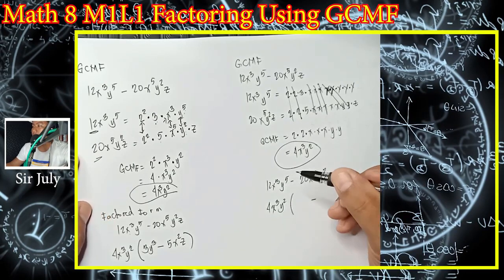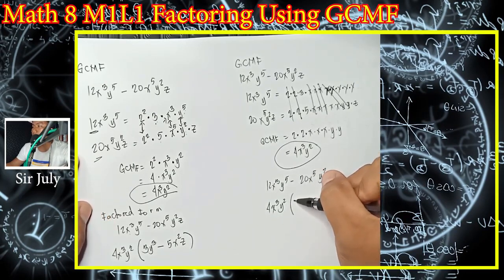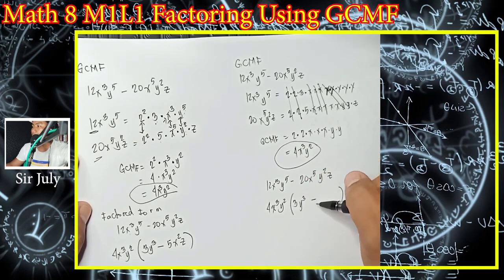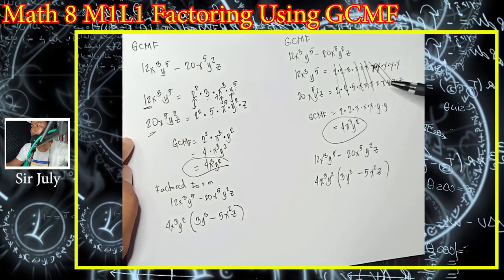May minus sa gitna kasi minus yan. Kung plus yan siyempre automatic plus. And then 12 divided by 4 is 3. X cubed divided by x cubed is cancelled out, and then ang natira na lang y raised to 3 kasi y raised to 5 divided by y squared is y cubed. And then minus sa gitna, 20 divided by 4 is 5. X squared kasi 5 minus 3 is 2, and then z, cancel out yung y. So yan na. So parehas lang sila.